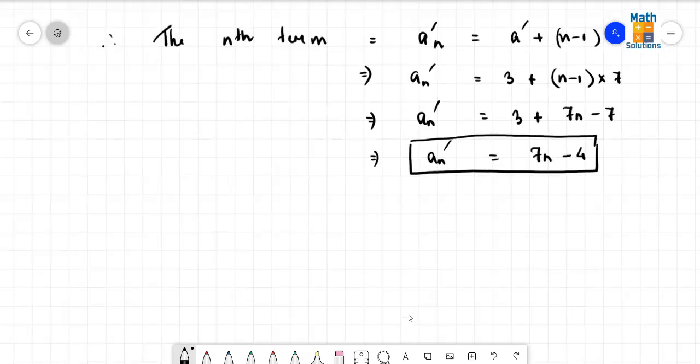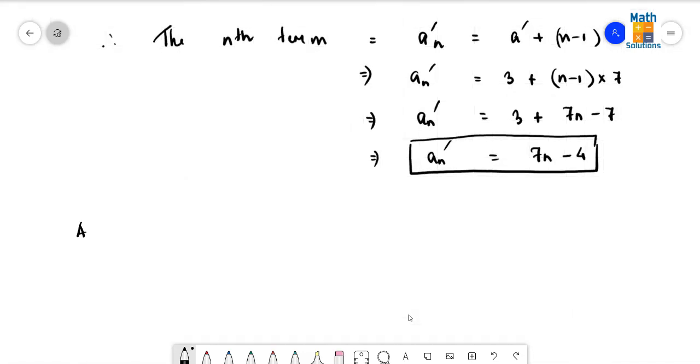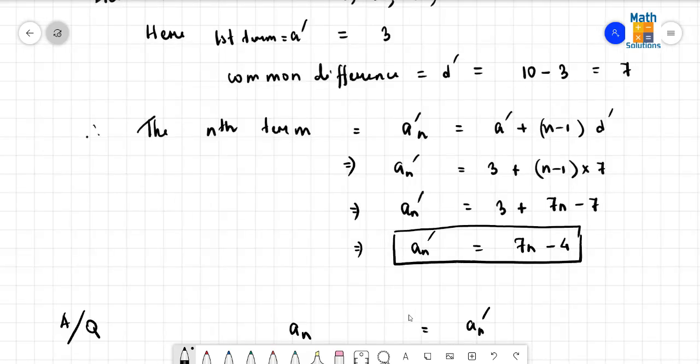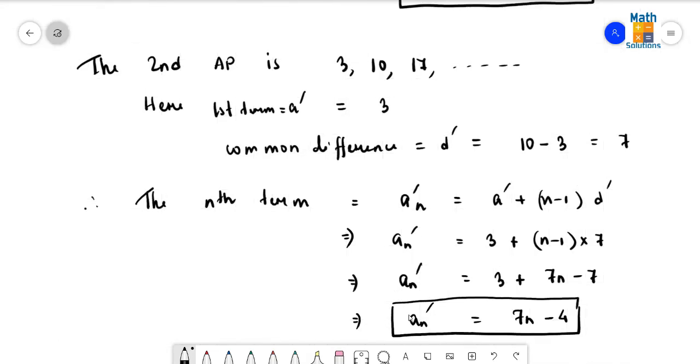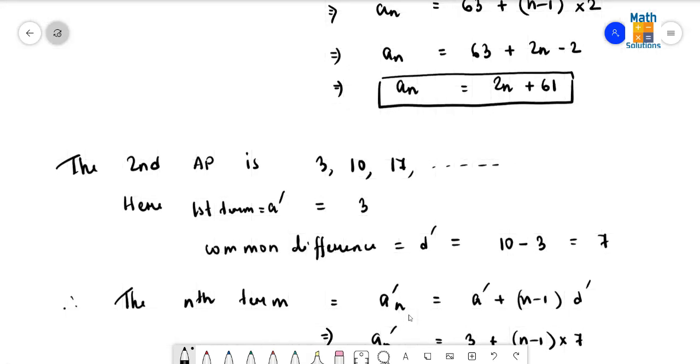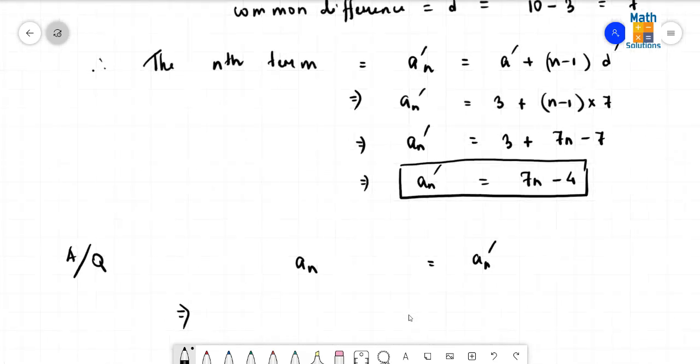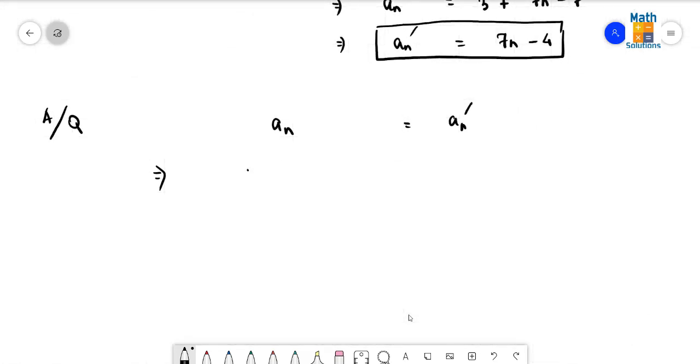Now we are given that the nth terms according to the question, actually a n is equal to a dash n. That means nth terms of both the series are equal. So here in this case, what do I get? In this case, the first nth term is twice n plus 61. So I am going to write here twice n plus 61, that is equal to 7n minus 4. Actually this result I am putting here in place of a dash n. Then after, what do I get?